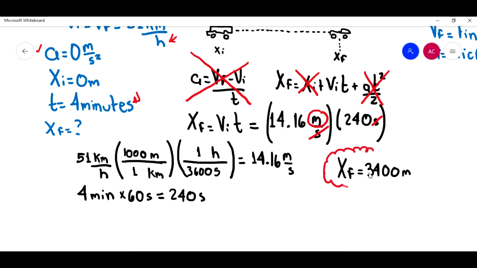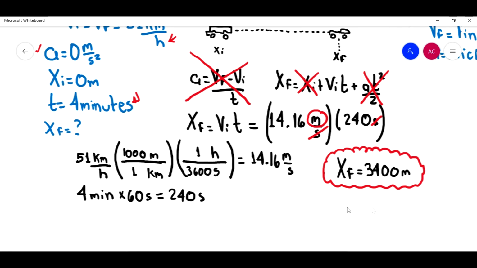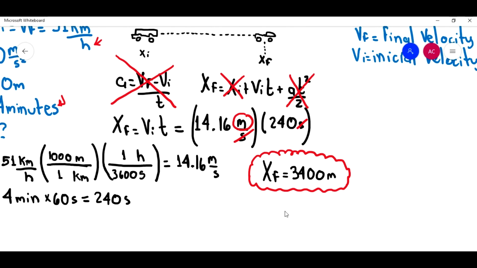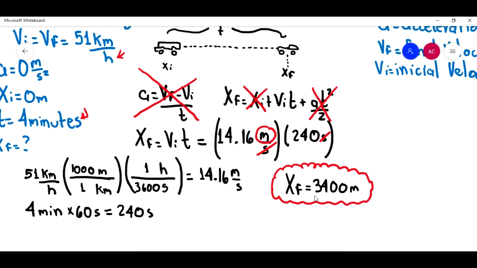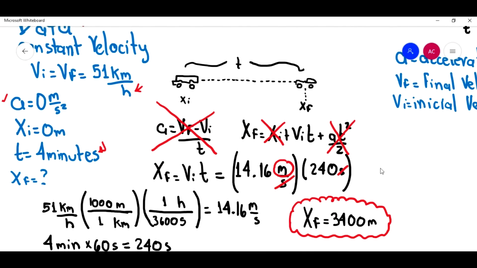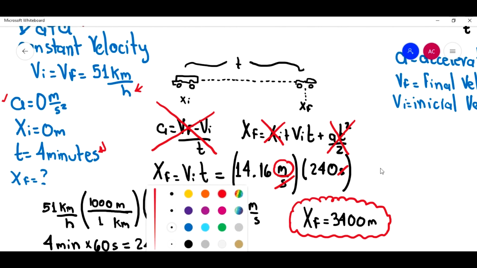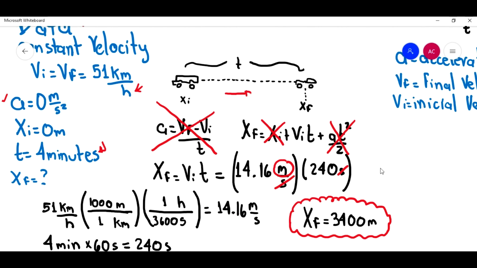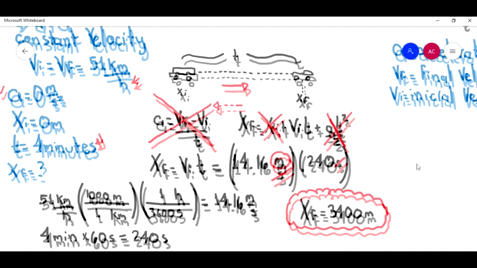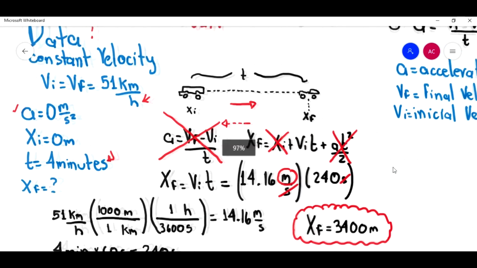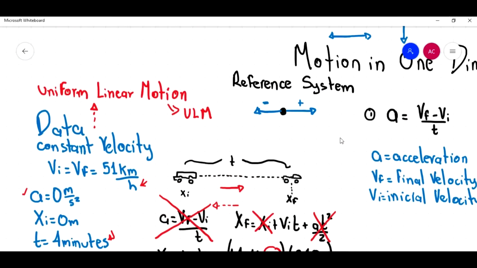Now remember that we are working with vectors. This is a vector. Remember that the number is the magnitude and the sign is the direction. So that means that the car went in this direction. Positive means right. If the value was negative, that direction would be going to the left, but this is not the case. Okay, this was the first problem about motion in one dimension, guys.